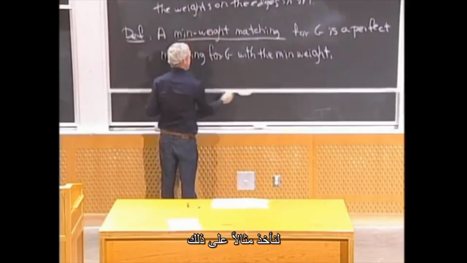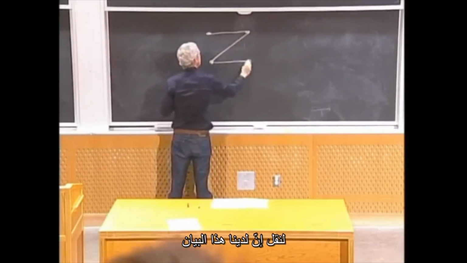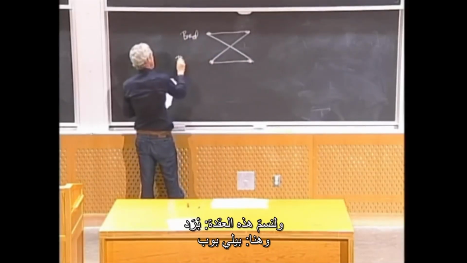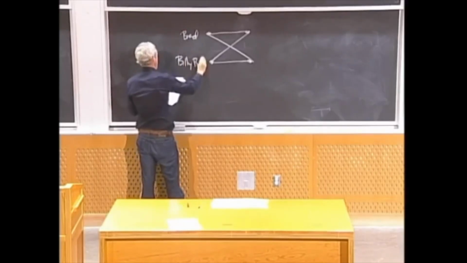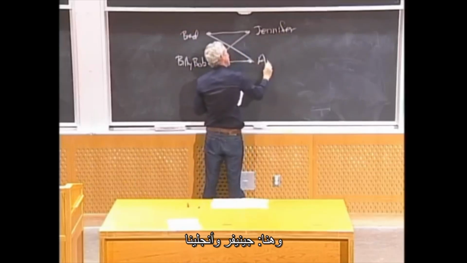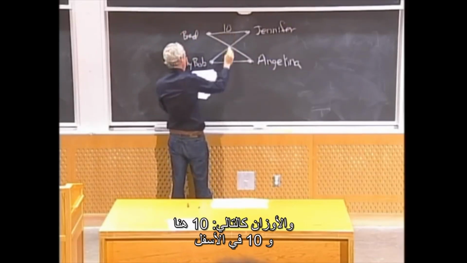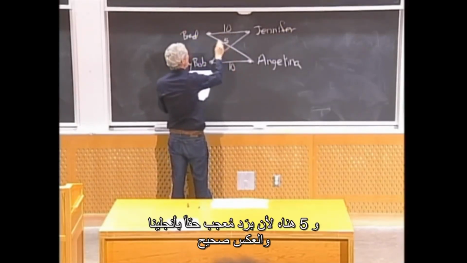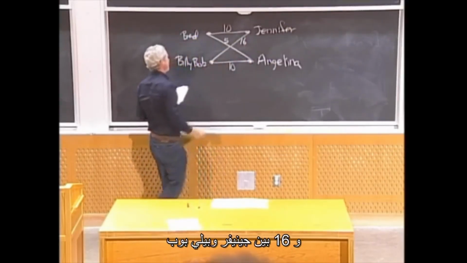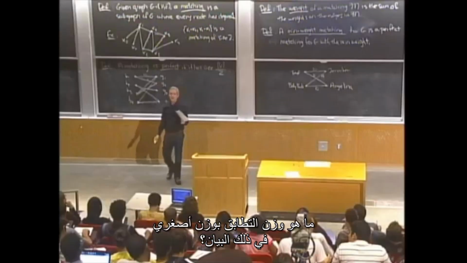Let's try an example. Say I've got this graph, and call this node Brad. Here's Billy Bob. Here's Jennifer. And then Angelina. And the weights are as follows. I put a 10 here, a 10 down here, a 5 here, because Brad really likes Angelina and vice versa, and a 16 between Jennifer and Billy Bob. What is the weight of the min weight matching in that graph?